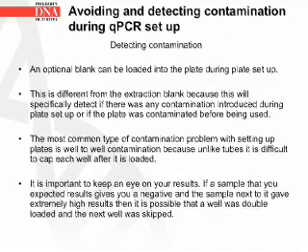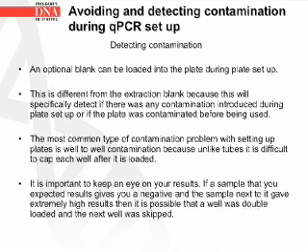Ways for detecting contamination. An optional blank can be loaded into the plate during plate setup. This is different from the extraction blank because this will specifically detect if there was any contamination introduced during plate setup or if the plate was contaminated before being used. The most common type of contamination problem with setting up the plates is well-to-well contamination, because unlike tubes, it is difficult to cap each well after it is loaded.